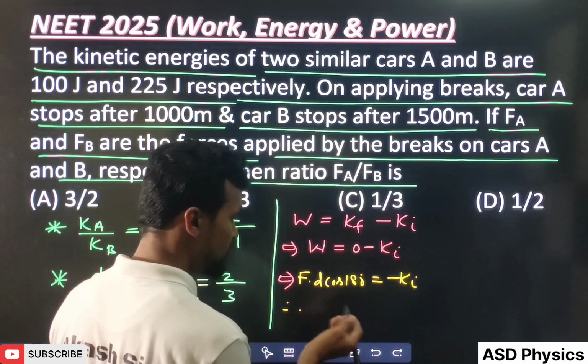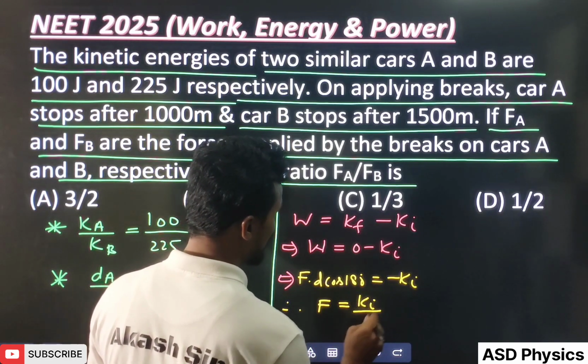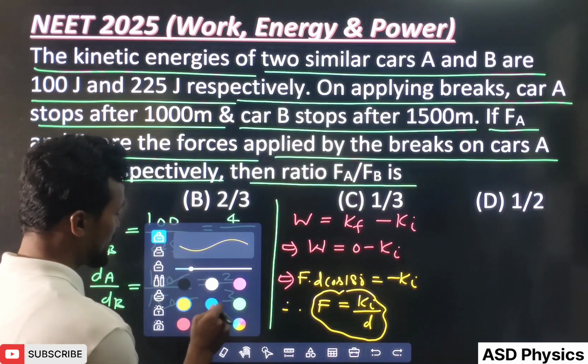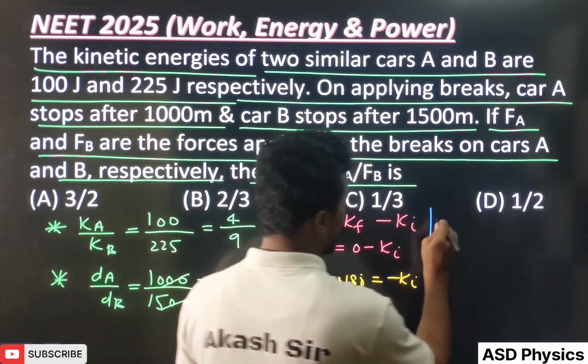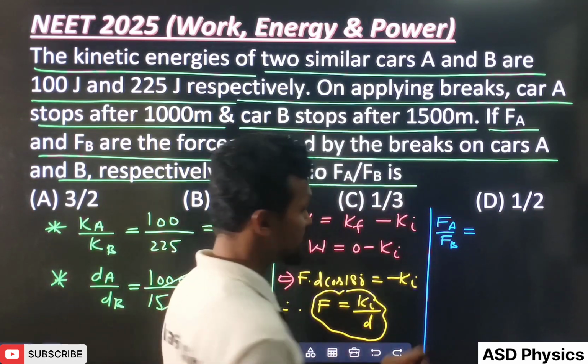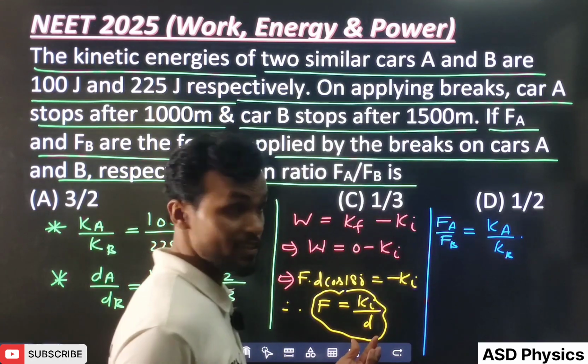Okay, cos 180 is minus 1. So when you simplify this, it will come here F equal to Ki by d, initial kinetic energy. Now after that, see here, the students, Fa by Fb, they are asking. So kinetic energy is directly proportional, so Ka by Kb, and distance is inversely proportional.